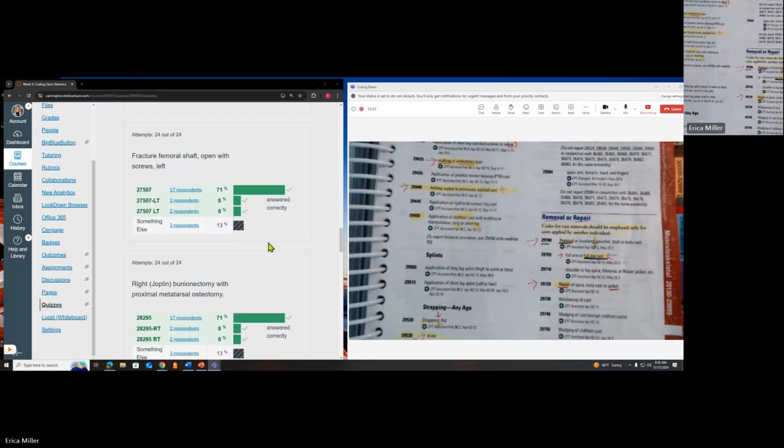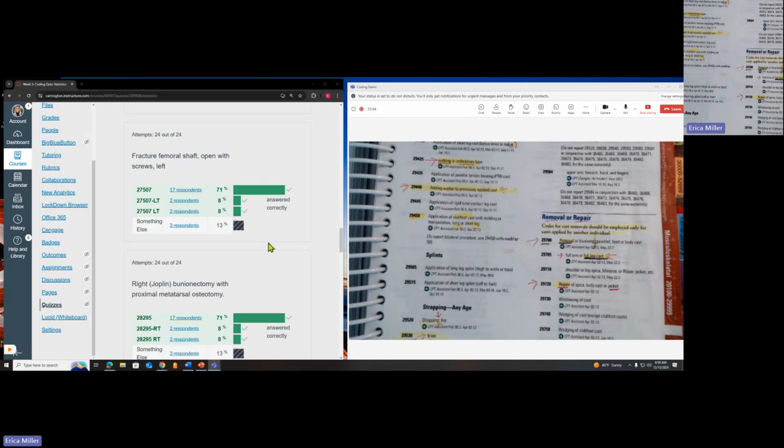All right. Up next, we've got a fracture of a femoral shaft, open, with screws, left. All right, so anatomical location is your femur. Your femur is your upper long leg bone. They're telling you a specific area where that fracture occurred was in the shaft of the femur. So you've got different sections on your bones. You've got your proximal, you've got your distal, and in this particular bone, you've also got this specific identification of the shaft of the bone.